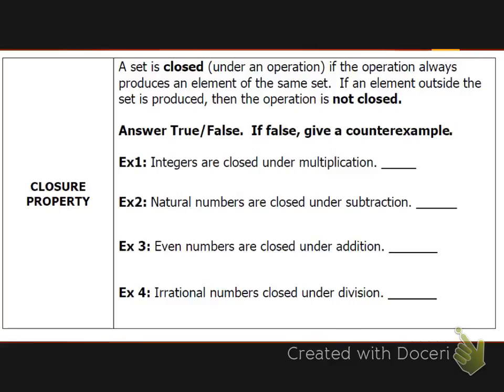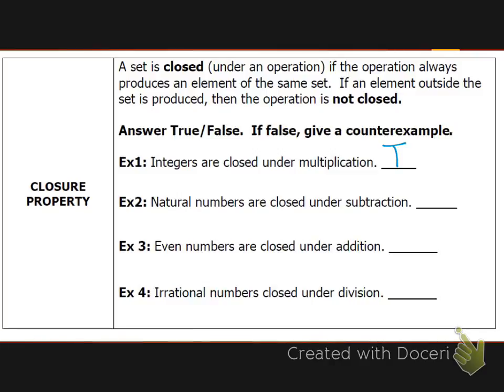What makes it false? Integers are closed under multiplication. So that's just basically saying if you multiply an integer by an integer, and if you remember, an integer could be positive or negative. So no matter what two numbers you multiply together, 2 times negative 3 is negative 6, 4 times 3 is 12, you're still going to get an integer as an answer. That means it's closed. If you multiply two integers together, you're still going to get an integer. That's an example of something that's true.